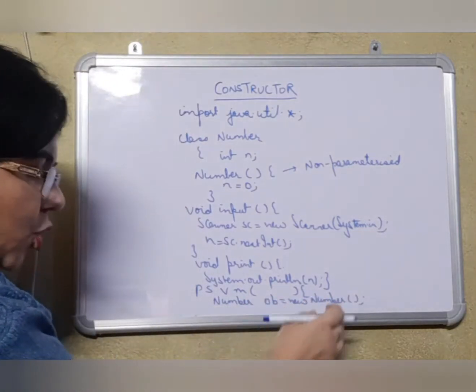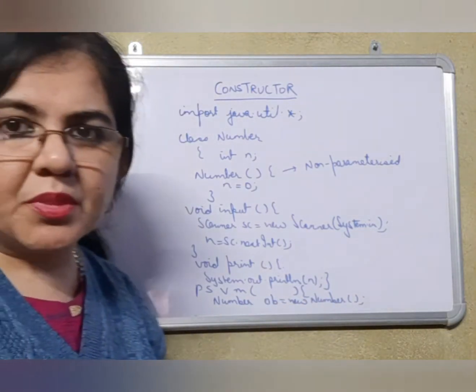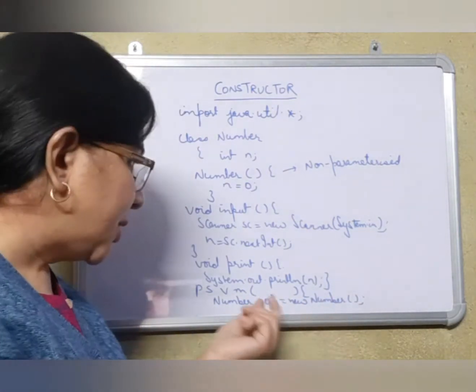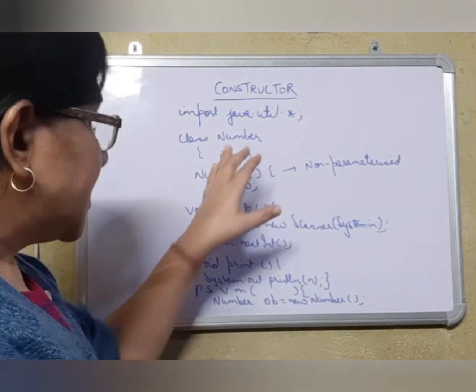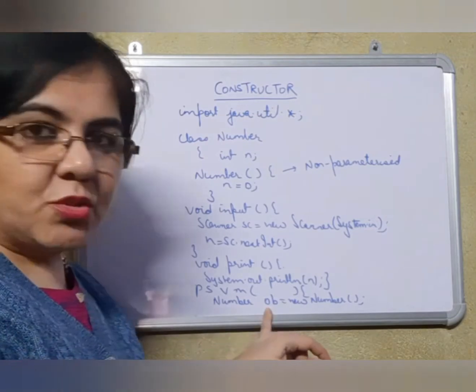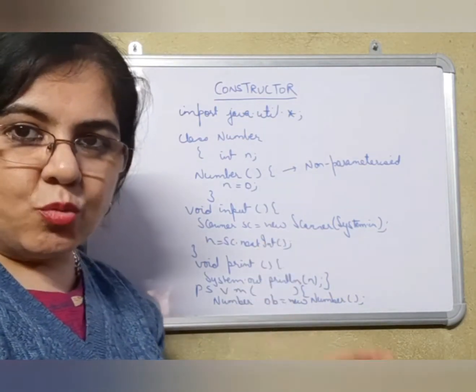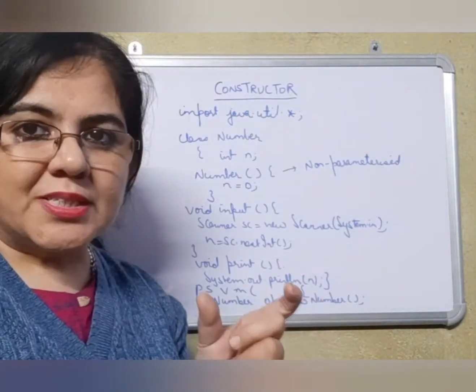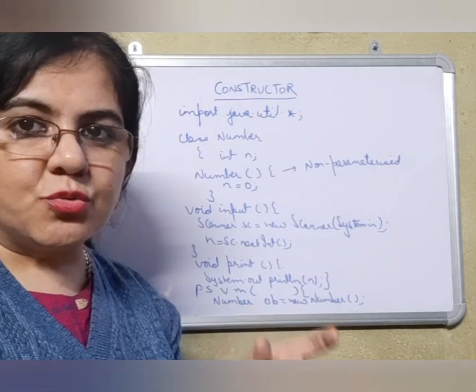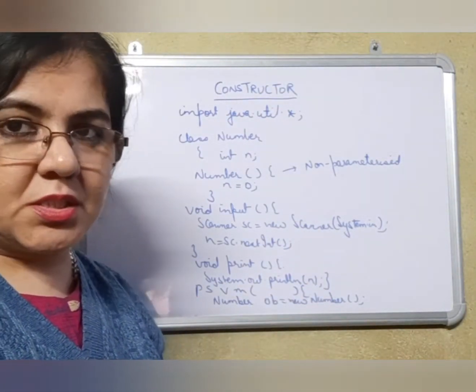What is this? This is an object creation statement. Number ob. Instead of ob you can give any name. It's an identifier. My class name is number, so the object will be created on the basis of the class. Number ob is equal to new number. What is the main use of new? New is actually a keyword which is used to allocate memory for the class.